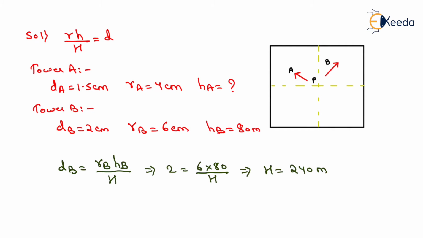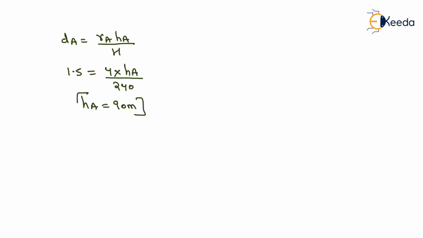Okay students, now we will use this formula of relief displacement for tower A: dA equals RA into HA upon capital H. Now dA value is given as 1.5 centimeter, RA value is given as 4 centimeter. We need to find the value of HA, and the capital H value is already computed above, which is 240. On solving this, we will get the value of HA as 90 meter. That will be the height of tower A.